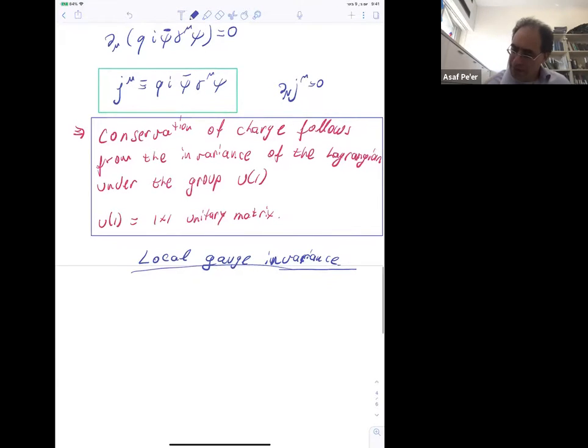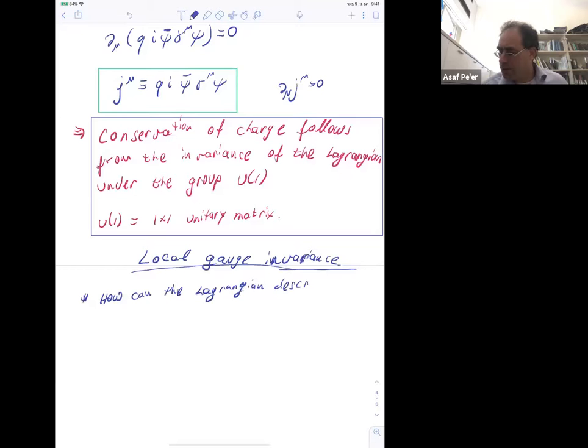So the first question we have to address is how can the Lagrangian describe interactions?